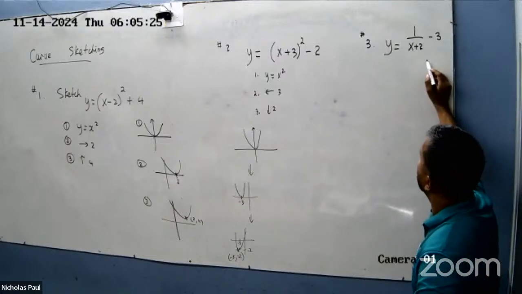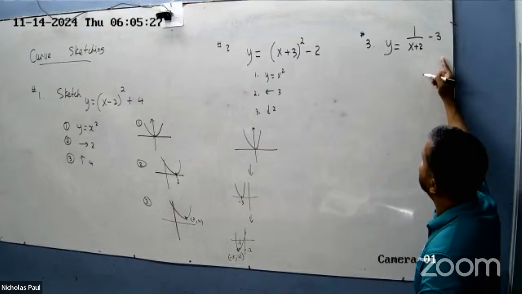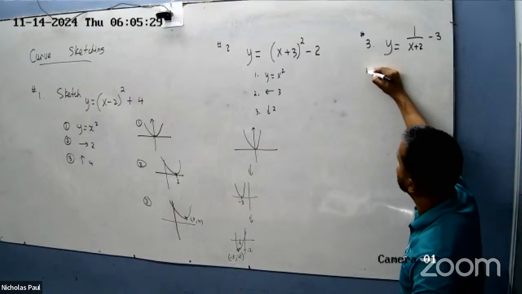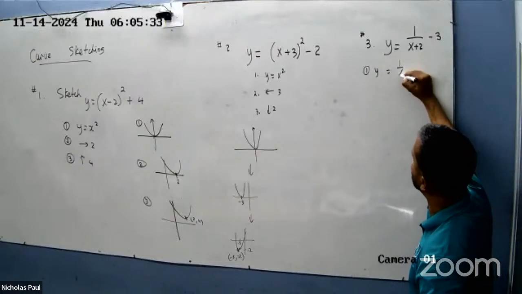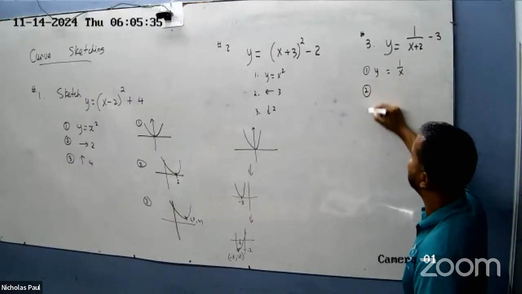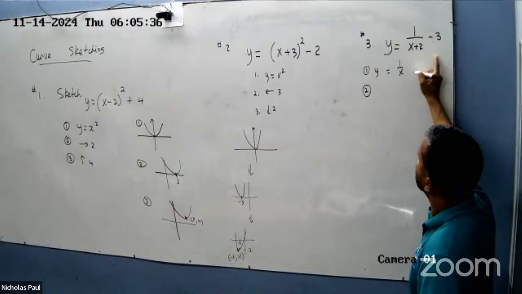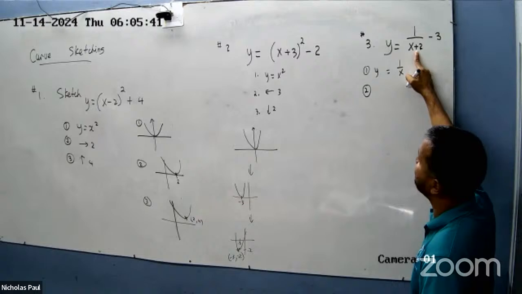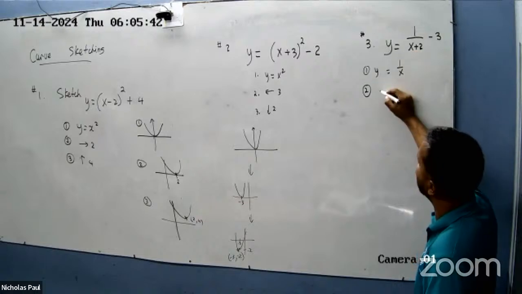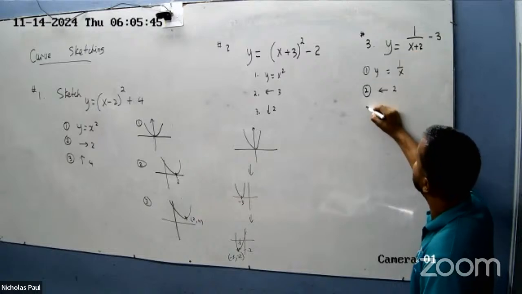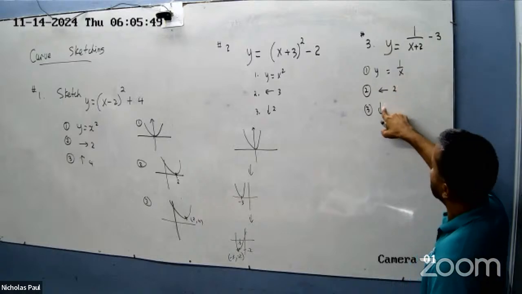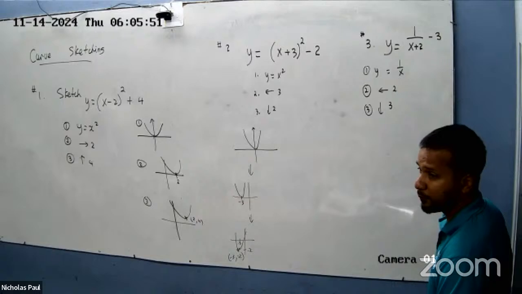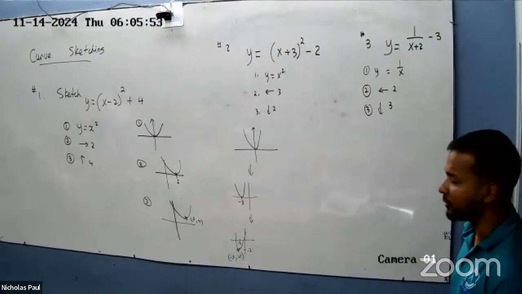Now this one here, the base function. The base function is y is equal to 1 on x. The second thing is we are going to move to the left 2, because there's a plus 2 inside here. And the third thing is that we're going down 3. No need to put minus, right? Just put down 3. This one I'm going to do a little different.